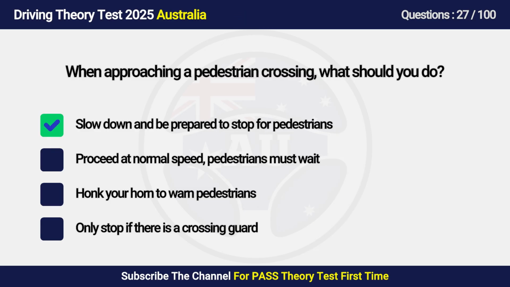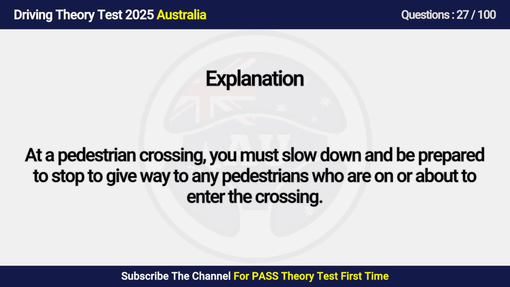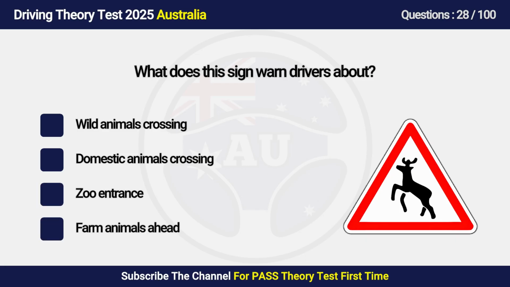Answer is A. Slow down and be prepared to stop for pedestrians. At a pedestrian crossing, you must slow down and be prepared to stop to give way to any pedestrians who are on or about to enter the crossing. Question 28. What does this sign warn drivers about?